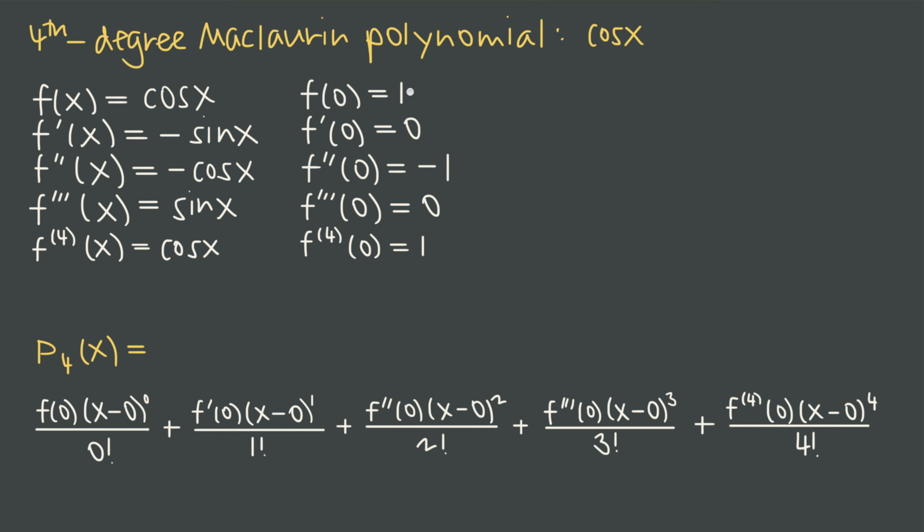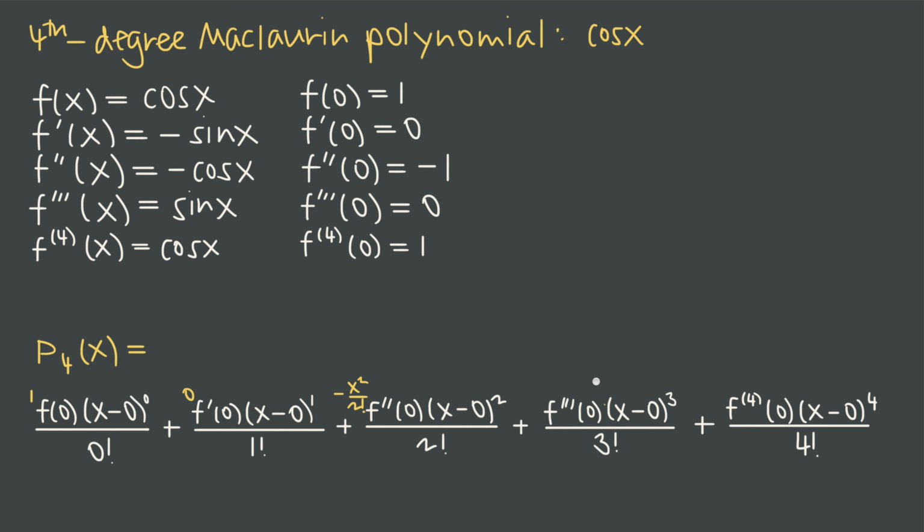F of 0 we know is 1. Anything raised to the 0 power here is 1, so we have 1 times 1 divided by 0 factorial, which is also 1. So 1 times 1 divided by 1, we get 1. So here we end up with 1. F prime of 0 we know is 0, so this whole term is going to go to 0. F double prime of 0 is negative 1, so we have negative 1 times x squared divided by 2 factorial, or negative x squared over 2 factorial.